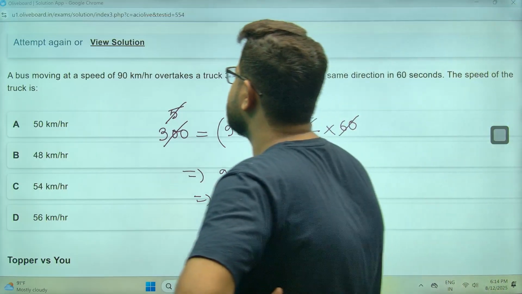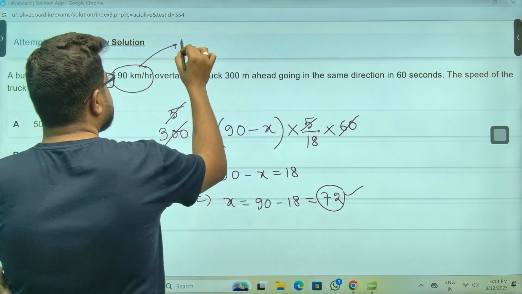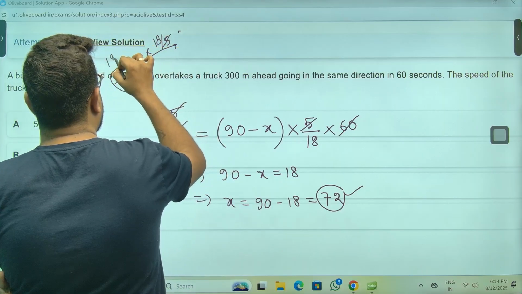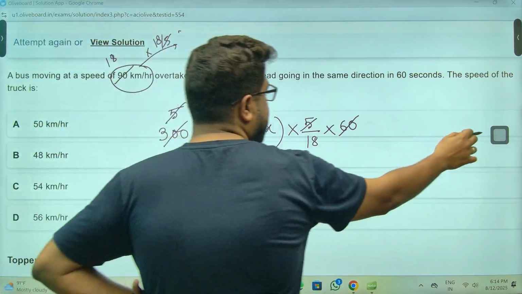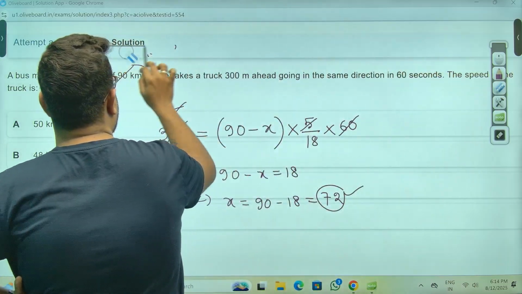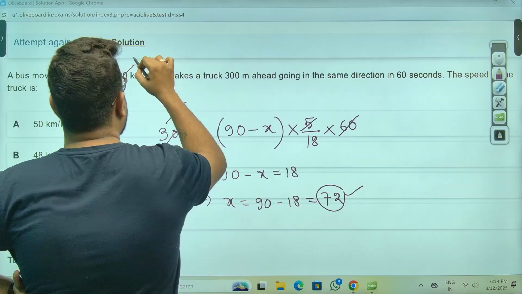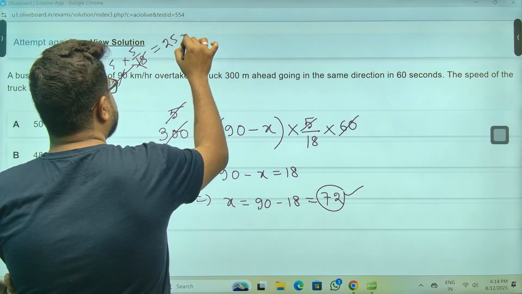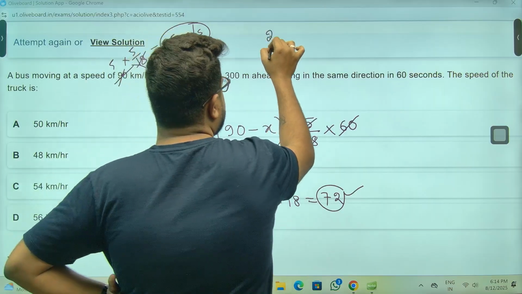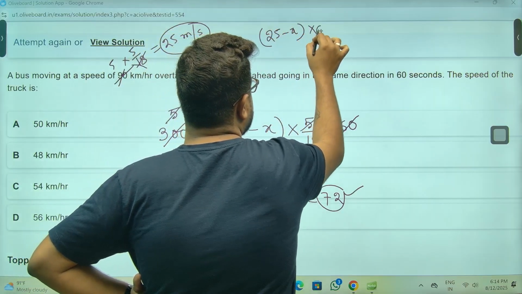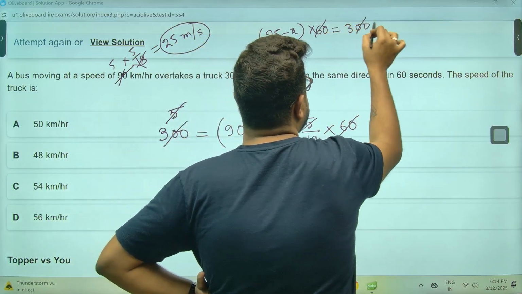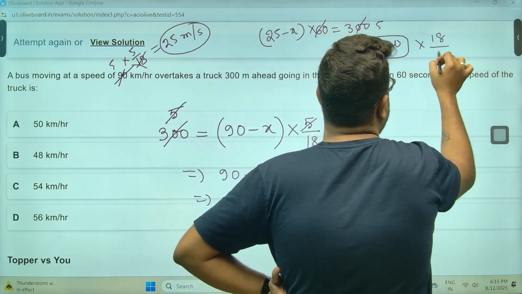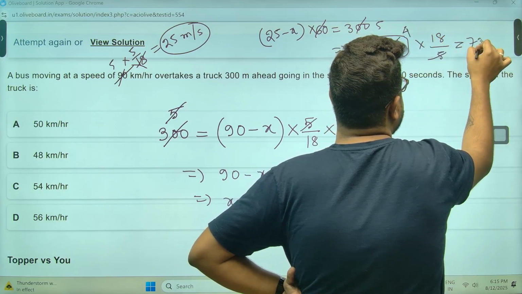This should not happen, sir. So let me just check once. Multiply by 5 by 18, do it once. Sorry, why 18 by 5? 5 by 18. 25 meter per second. 25 minus x into 60, that should be 300. That is 5, sir. So x's speed is 20, sir. So into 18 by 5, if you do it, again we are getting 72 only.